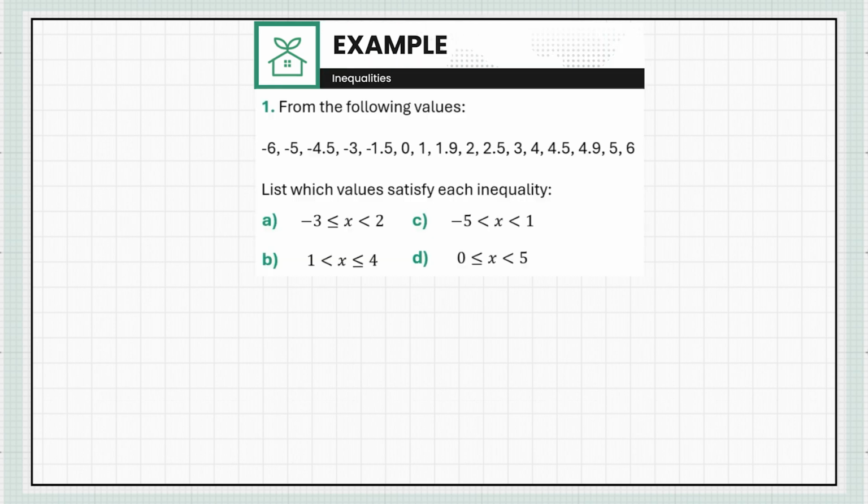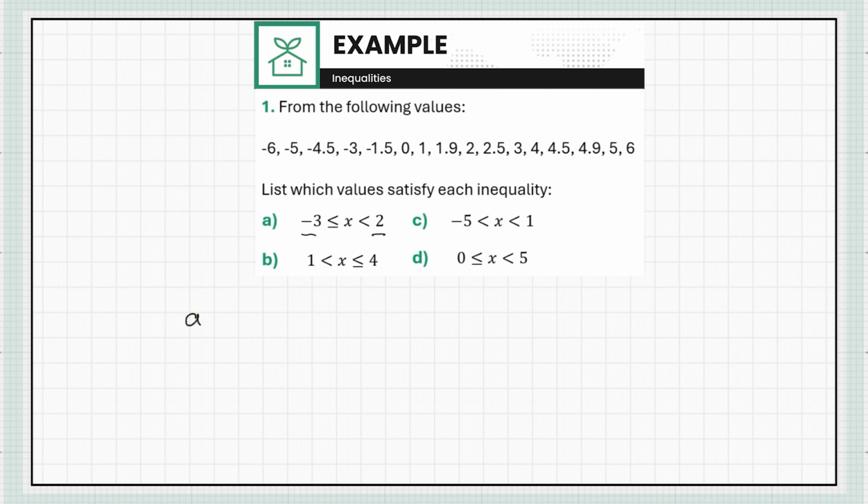Alright, so in this video we're going to be looking at inequalities again, and we're going to be looking for values that satisfy each of the following inequalities. Now, the inequalities here are slightly different to the ones we did in the last video, in that they have both an upper range and a lower range. So basically, x sits between -3 and 2. It can be equal to -3, but it can't be equal to 2. Now we're just going to find the values that satisfy this criteria.